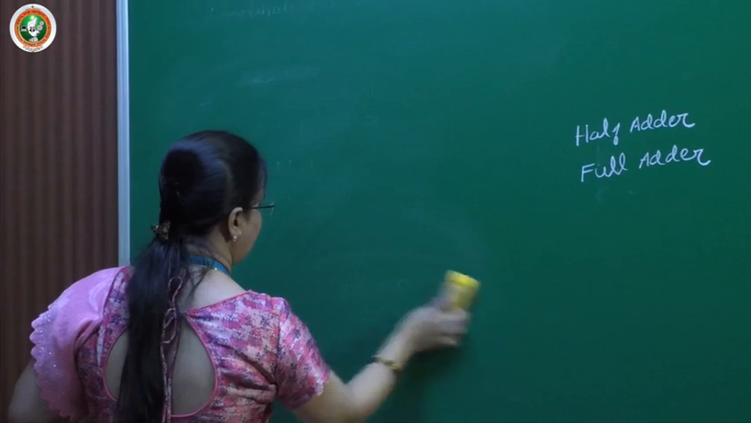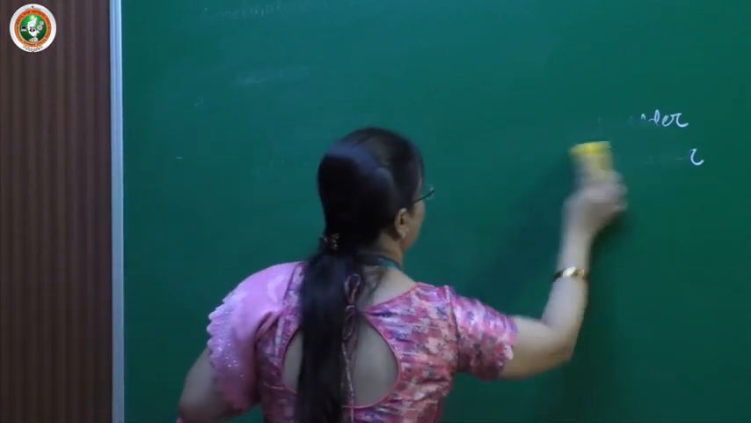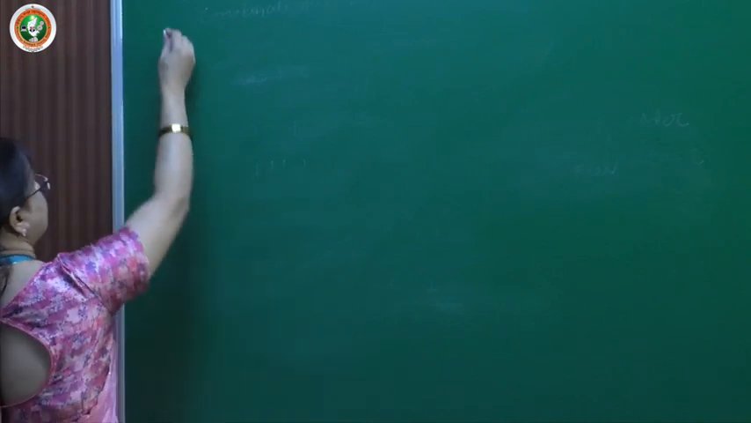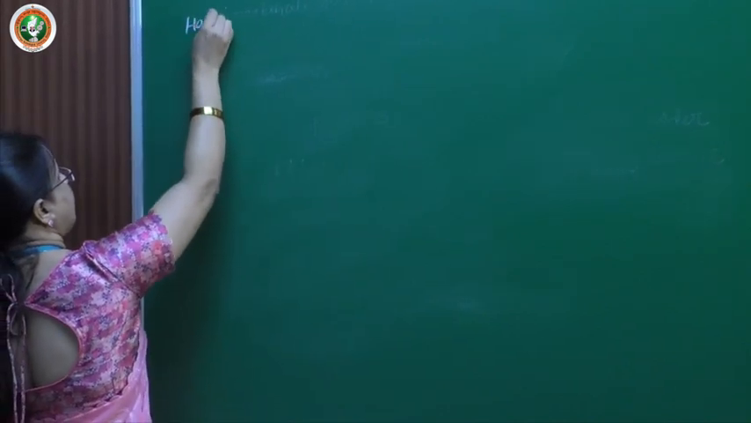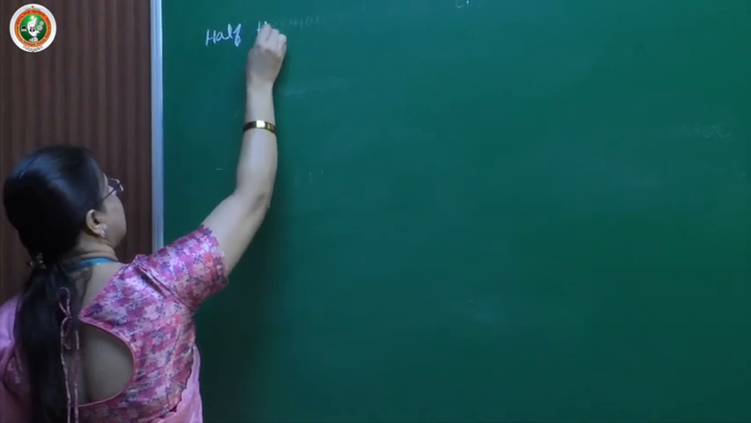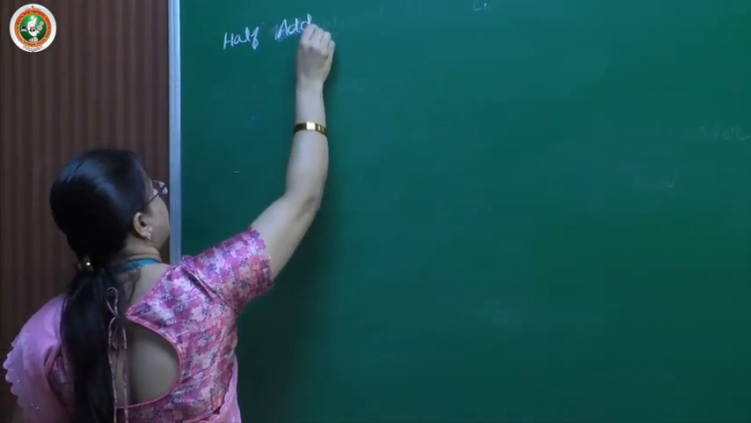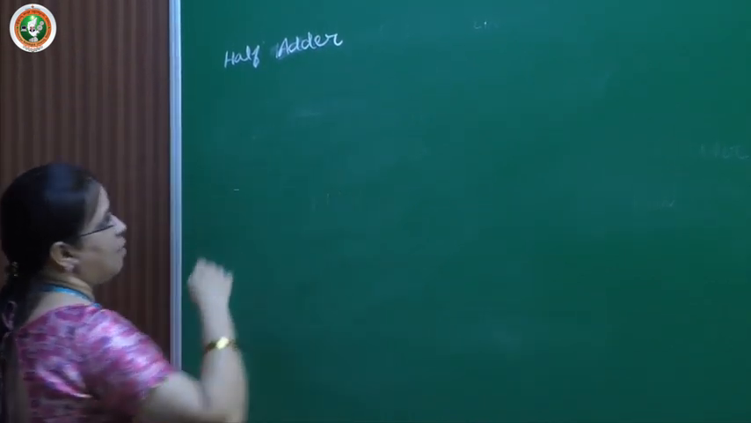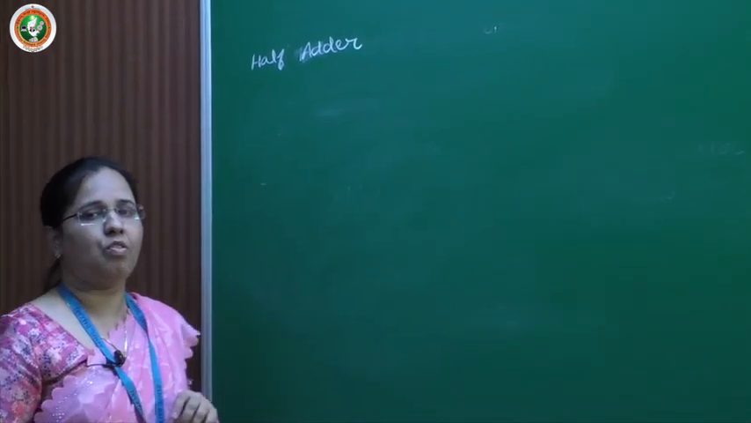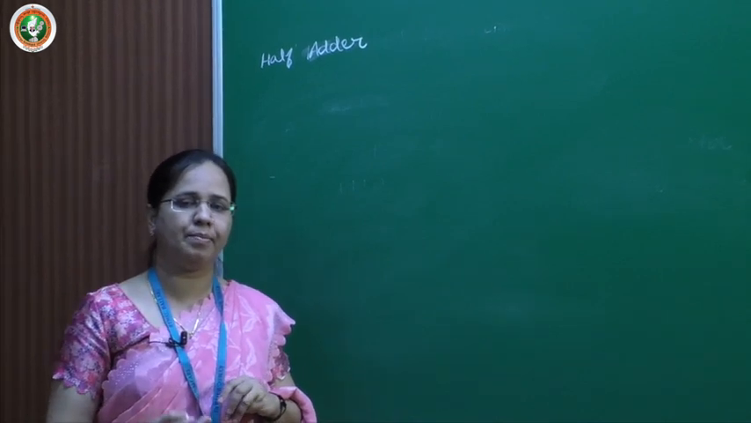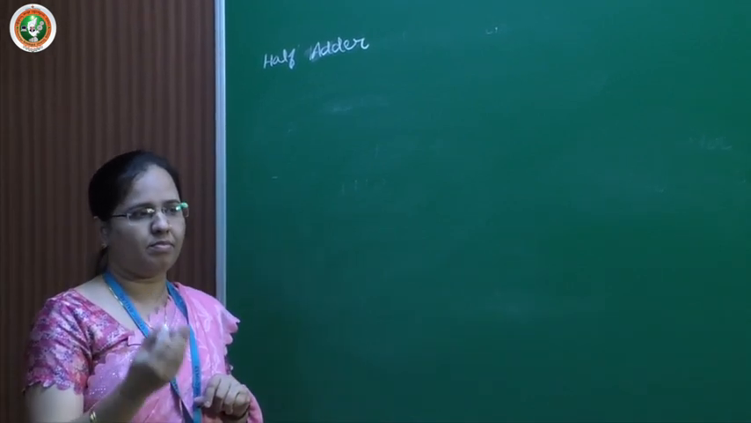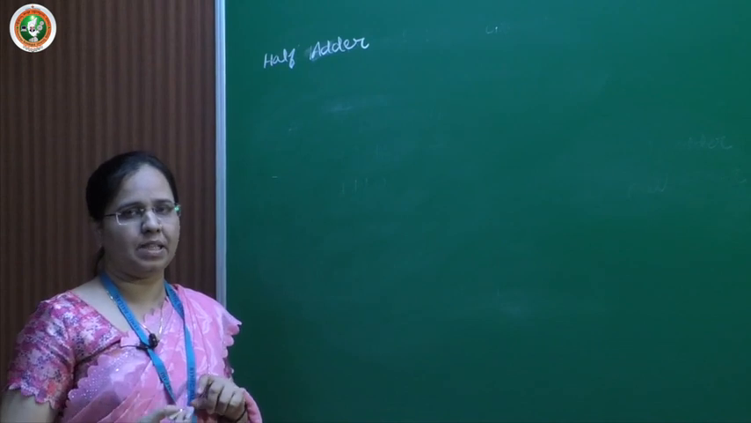As I already told you in the previous video, whenever we are designing any combinational logic circuit, we will be following a few steps. Among them, the first step is to identify the number of inputs and the number of outputs and assign them some variables or symbols.